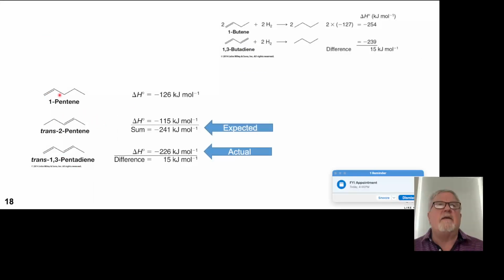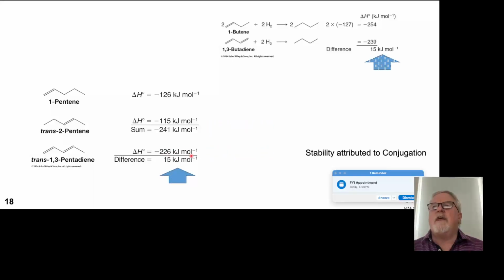In this case, they hydrogenated 1-pentene and 2-pentene, summed that up and divided by 2, and we see that when we do the hydrogenation here, again we have a terminal double bond on this one, and we have an internal disubstituted double bond here, so that they're the same. We get this 15 kilojoules per mole difference. So we attribute that the stability of the conjugated system is a little bit more. We attribute that 15 kilojoules of stabilization energy to the conjugation.